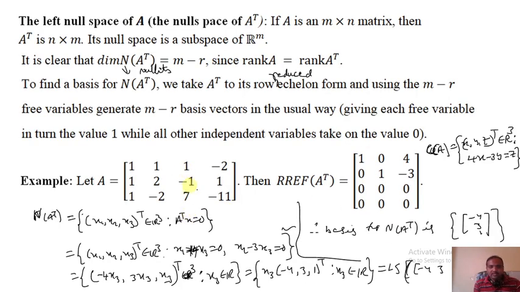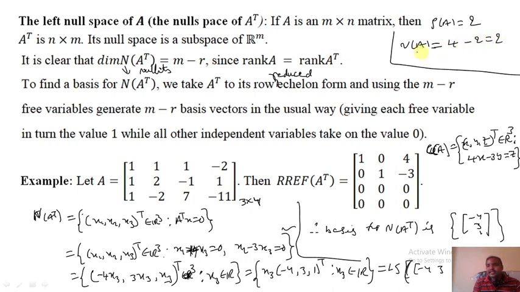So now, observe here, this is a 3 by 4 matrix. What is the rank of A? Rank of A means dimension of row space and dimension of column space, both are the same. What is the null space of A? 3 by 4 means null space of A is a subspace of R power n. That's R power 4, so 4 minus rank 2, that's 2. The null space contains two vectors, which we can check, already discussed.